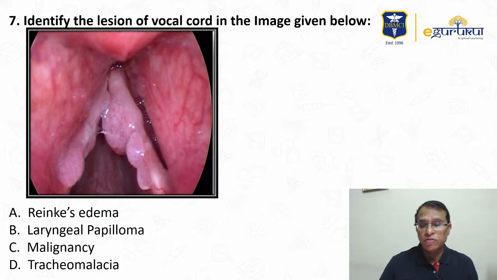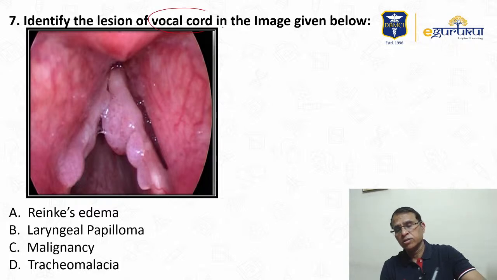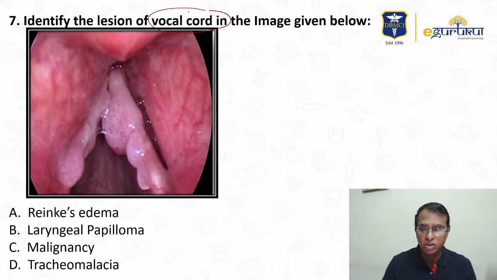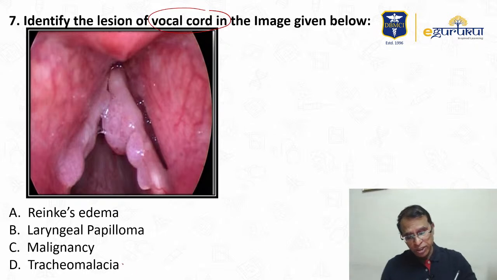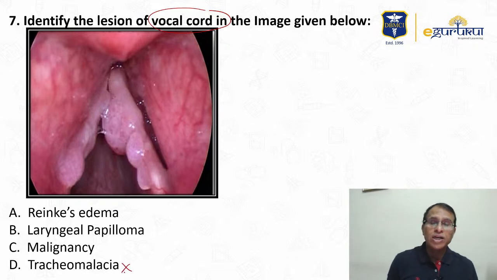Identify the lesion of the vocal cord in the image given below. Is it Reinke's edema? This is vocal cord. It's written here. So in case you cannot identify the structure, it is vocal cord. Laryngeal papilloma, malignancy, tracheomalacia. It cannot be tracheomalacia because this is not trachea. You can't see the trachea, so it cannot be tracheomalacia. The rest of the three are possible.